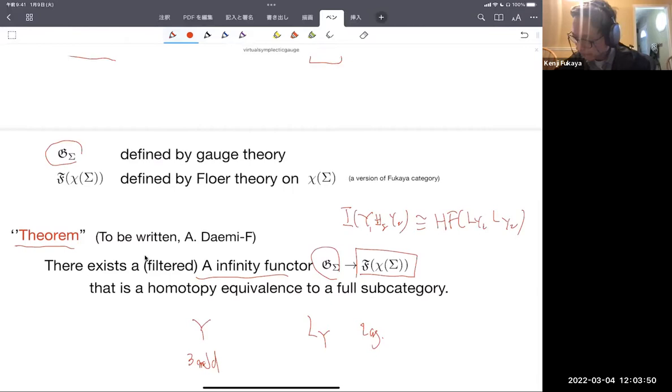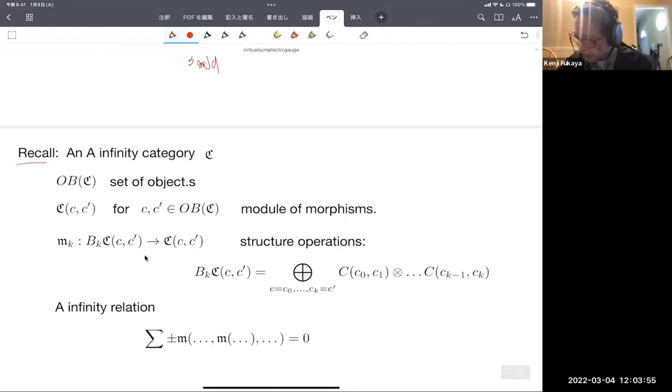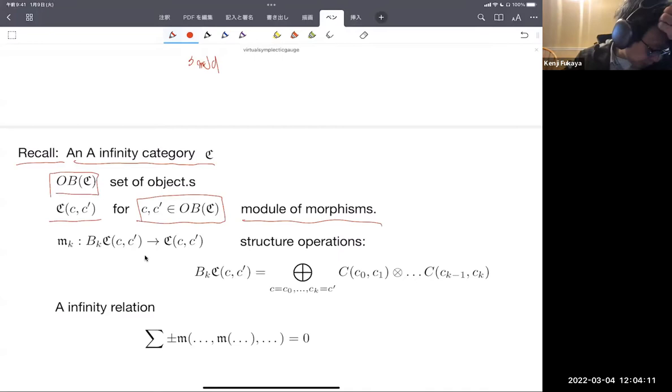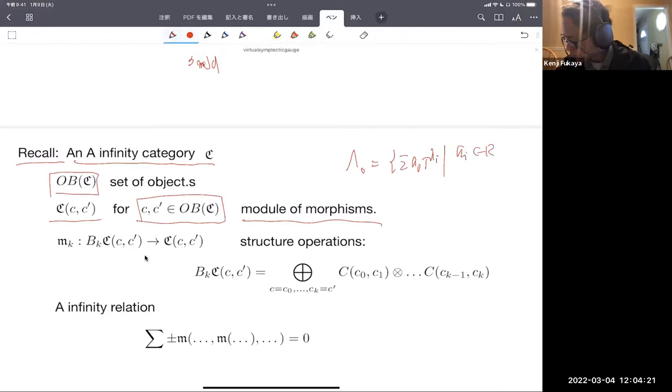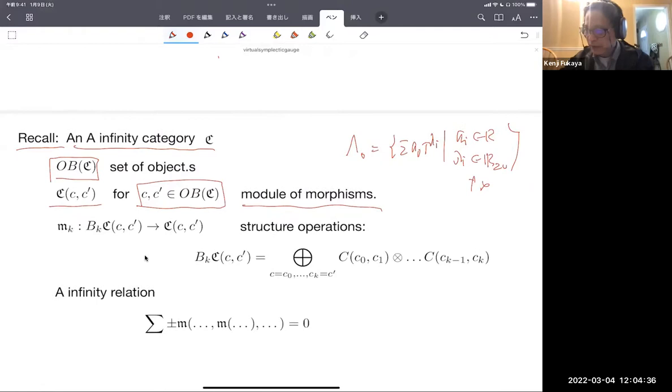But before that, I want to recall the definition of an A-infinity category. It consists first of a set of objects. And for each two objects, we are supposed to have some module of morphisms. Typically we use something like a Novikov ring, where R is some ground ring and lambda_i is a non-negative real number which goes to infinity. Actually, in our situation there is some monotonicity, and we can work over the ground ring also. And then there are also the infinity operations, the structure operations of the A-infinity structure.